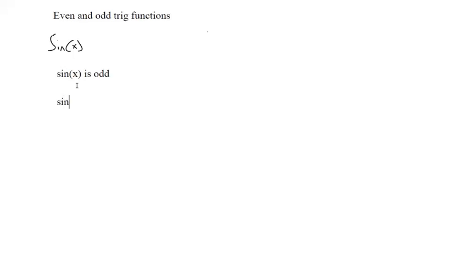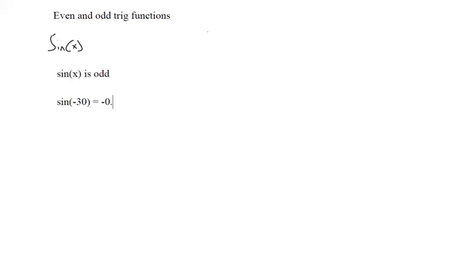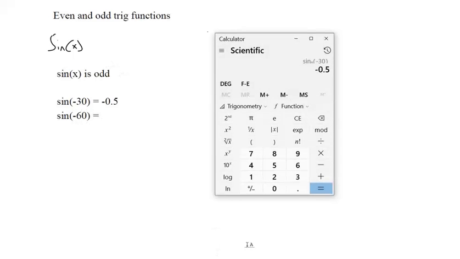If you plug in sine of negative 30, you can take out your calculator. Negative 30, I want sine of that angle, and it's negative 0.5, right? Take any other angle, you could do sine of negative 60. So here's negative 60, sine, it's negative 0.866. And if it's odd, that should be the same thing as negative. So that should equal negative sine of 30. And that should equal negative sine of 60. And let's check.